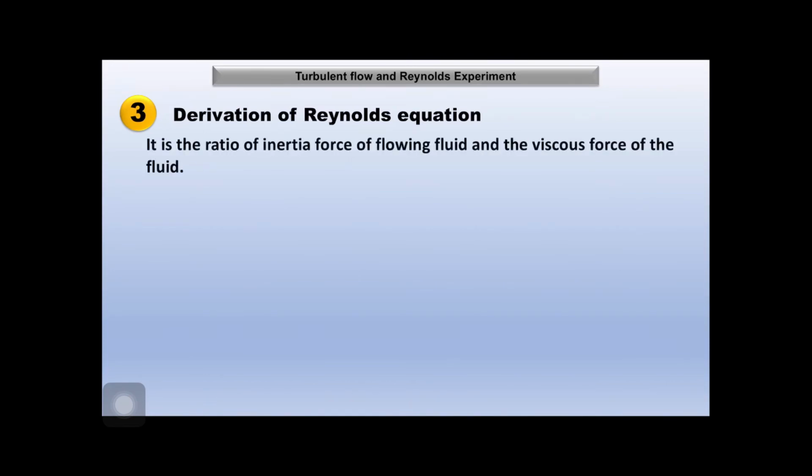So with this, we will proceed further and derive the equation that is given by Reynolds. So, the derivation of the Reynolds equation. The Reynolds number is the ratio of the inertia force of the flowing fluid to the viscous force of the fluid. So from this definition, it will be clear that the Reynolds number is the ratio of inertia force to viscous force. The inertia force in the fluid will be given by mass into the acceleration of the flowing fluid.